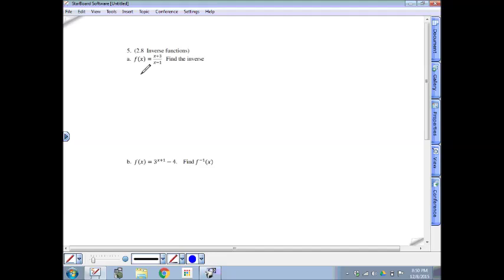Okay, for question 5, part A and part B, we're finding an inverse. Finding an inverse basically has 2 steps. You switch the place of x and y, and then you solve for y. And remember, f of x is just the same thing as y. So, first step, if we switch the place of x and y, we have x equals (y plus 3) over (y minus 1).